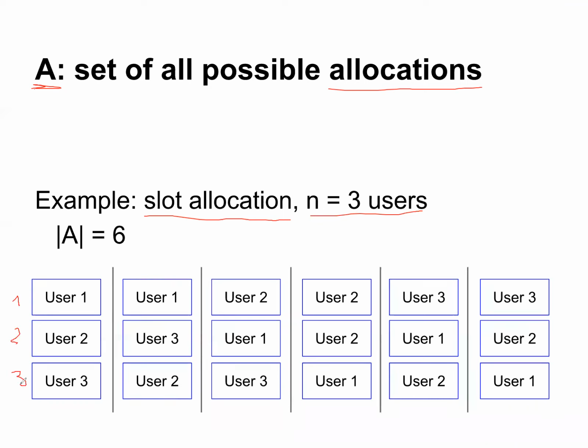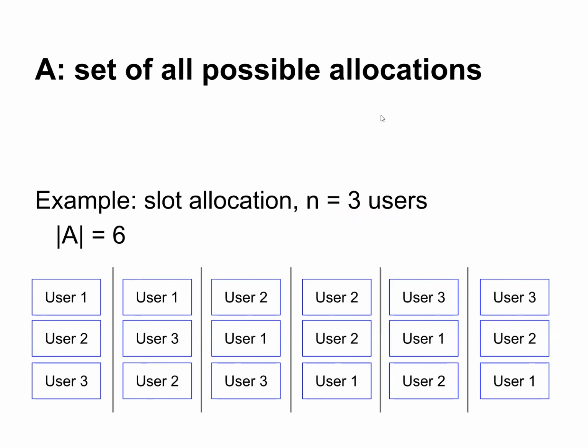Well, you can allocate the slots like this: the first slot to user 1, the second to user 2, the third to user 3, or you can allocate the slots like this, or like this, or like this, and so on. So in this simple example, you can enumerate all possible ways of allocating the slots to the users, so you can explicitly enumerate this set, capital A.